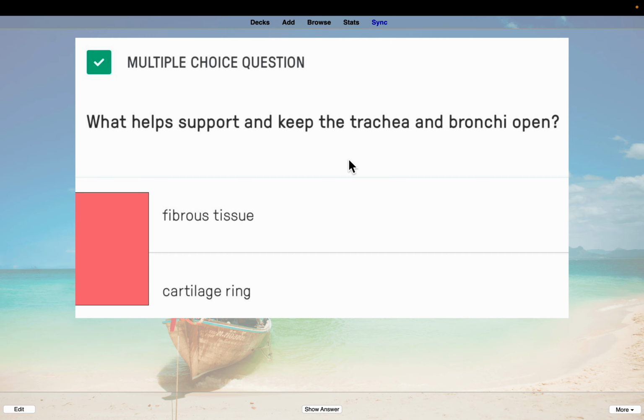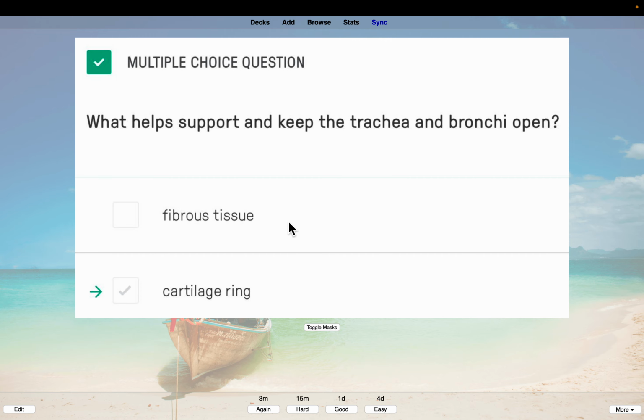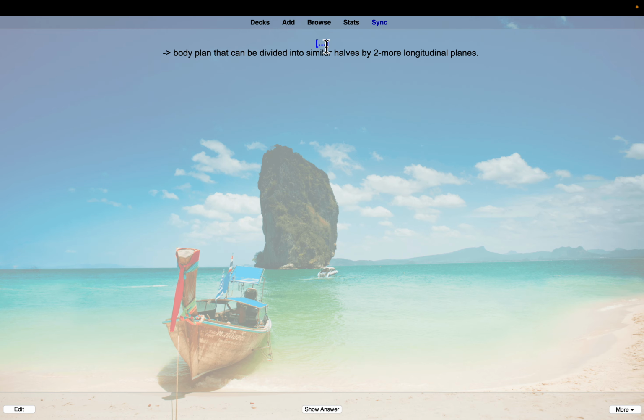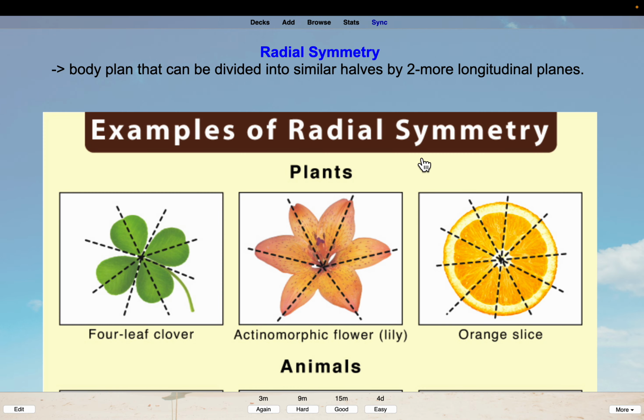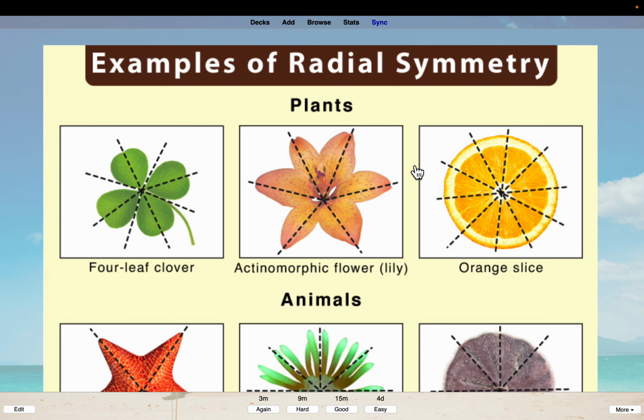What helps support and keep the trachea and bronchi open? Cartilage ring. Body plan that can be divided into two similar halves by two or more longitudinal planes. So, longitude. I can't remember. Radial symmetry. Okay, so what I was thinking turned out to be different.